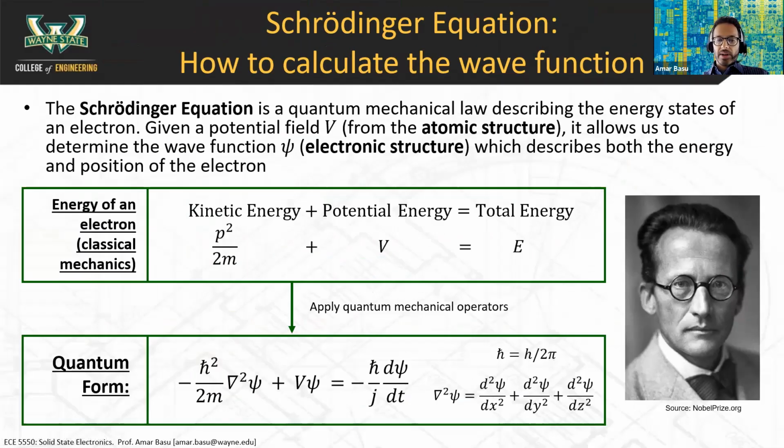Okay, so let's get into a little bit of the details of it. What does this do? It gives us this wave function that describes both the energy and the position of the electron. And what do we have to plug into the equation to figure this stuff out? You have to plug in a potential field, and that comes from the atomic structure. So the Schrodinger equation links atomic structure to the wave function, which tells us about the electronic structure.